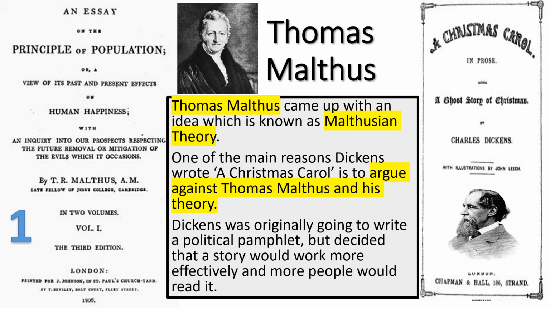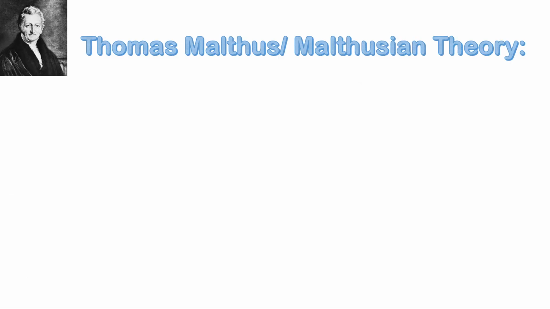Starting with Thomas Malthus. Now, Thomas Malthus came up with an idea which is known as Malthusian theory, and one of the main reasons Dickens wrote the book was to argue against Thomas Malthus and his theory of overpopulation, basically. And so there are two quotes I'm just going to put up here.